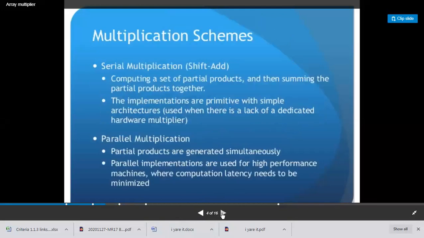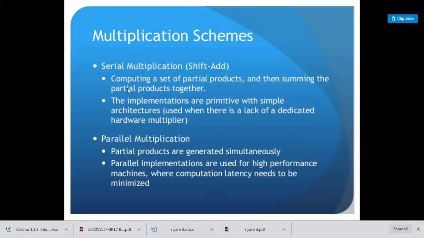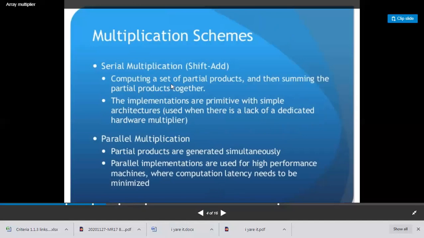Okay, here just see. The first type is called serial multiplication, and the second is parallel multiplication. In serial multiplication, shift and add: computing a set of partial products and then summing the partial products together. The implementation is primitive with a simple architecture, used when there is a lack of a dedicated hardware multiplier.